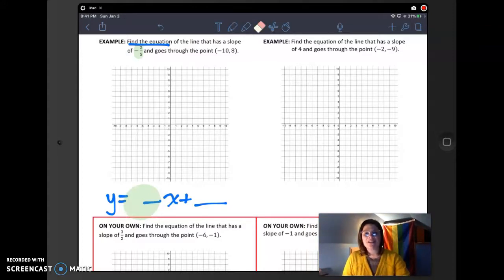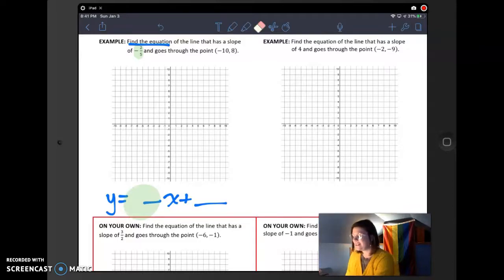And it has a slope of -2/5. So we know it goes down from left to right. And it also goes through the point (-10, 8). So what does that mean? Let's figure it out. Let's use a graph to figure it out.